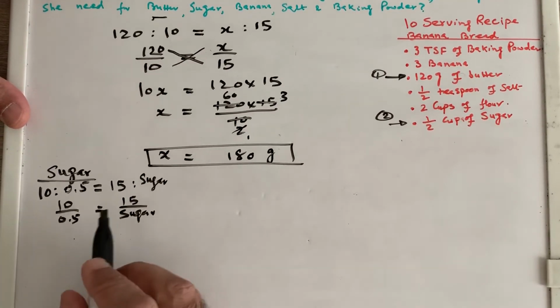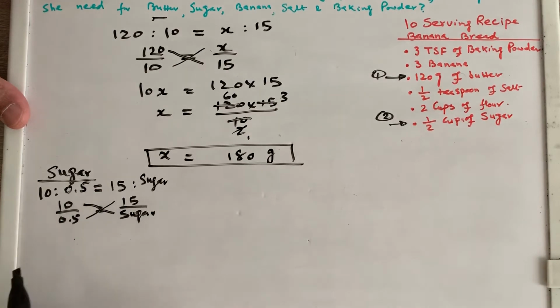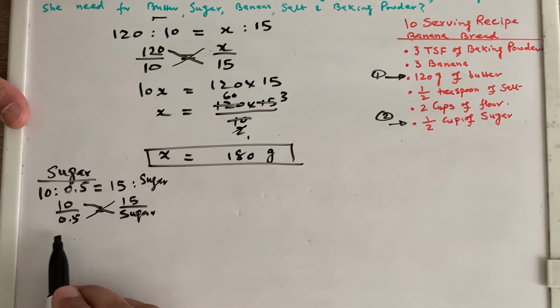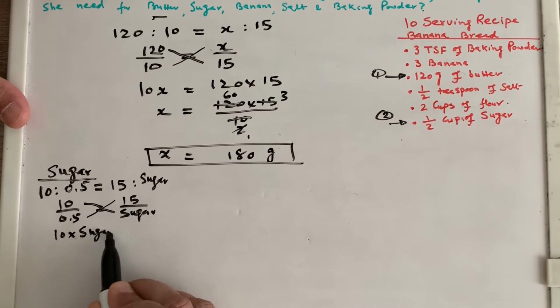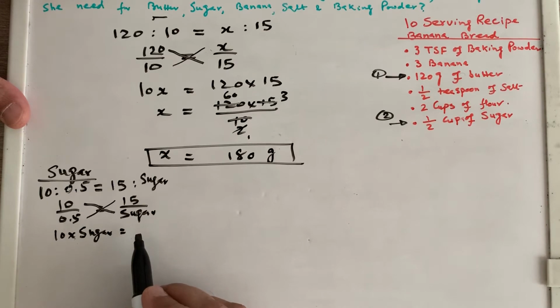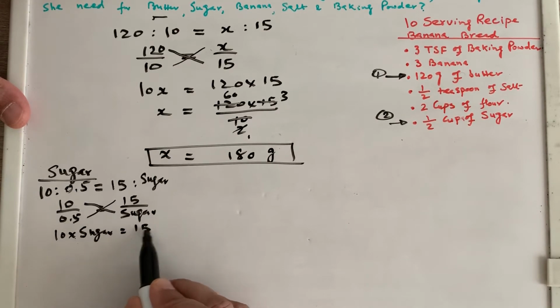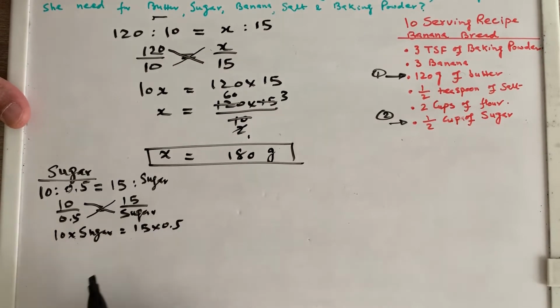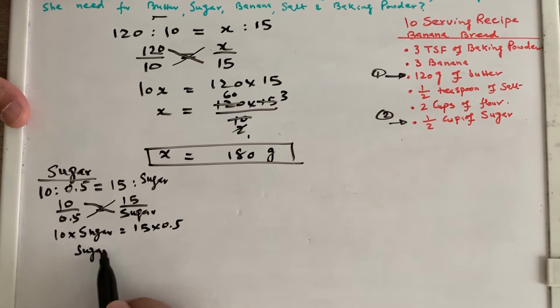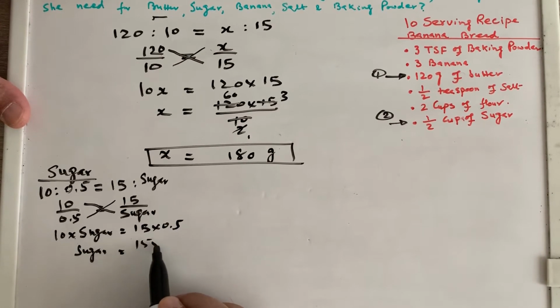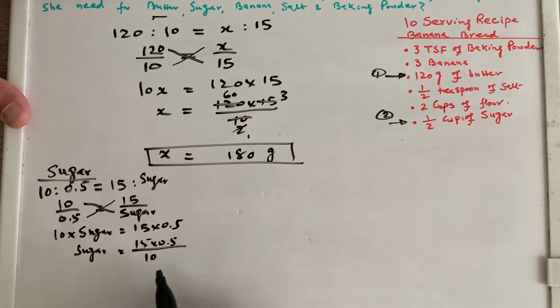Now you will cross multiply it. Why? We have to cross multiply to make it a linear equation, right? So 10 times what sugar she needs for the 15 servings recipe, equals 15 times 0.5, right? Now this 10 is being multiplied with the sugar, and I need the value of sugar. So this 10 will go to the other side of the equation and sit in the denominator, or division, right? So it sits here. Then we cancel.